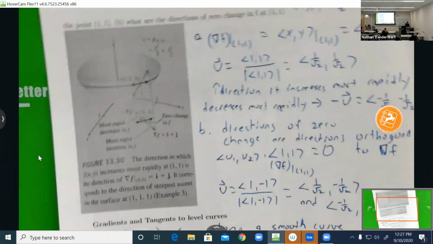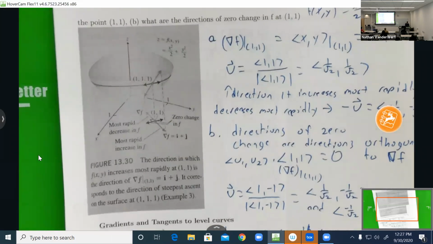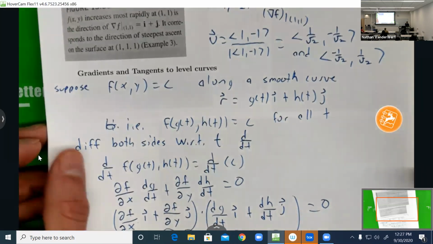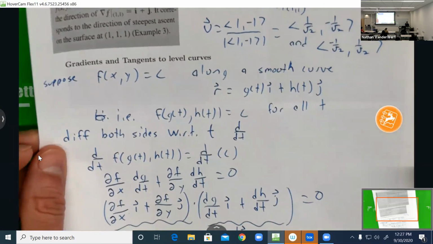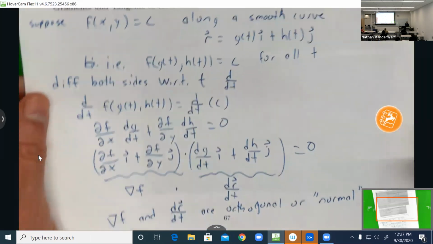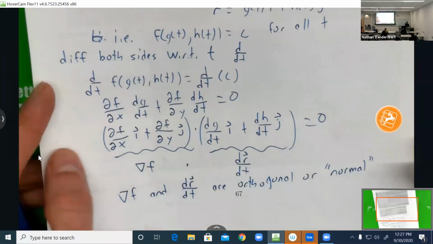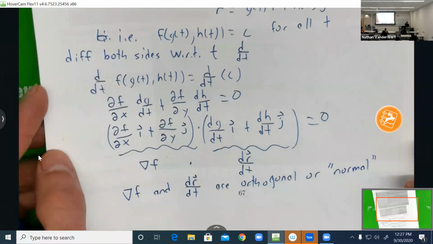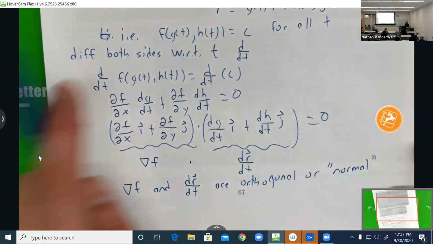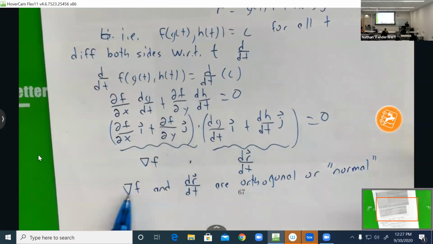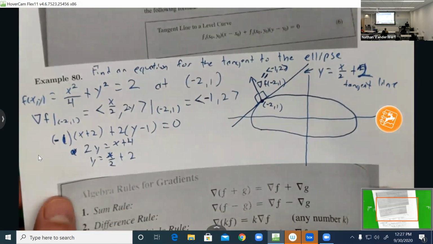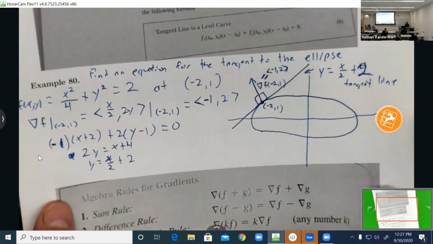All right, so we did some more examples. Let's see, we did gradients and tangents to level curves. So we also came up with this idea that, what were we trying to do here? In this situation, we had that f of x, y was c, and we came up with this through doing this and making these observations.